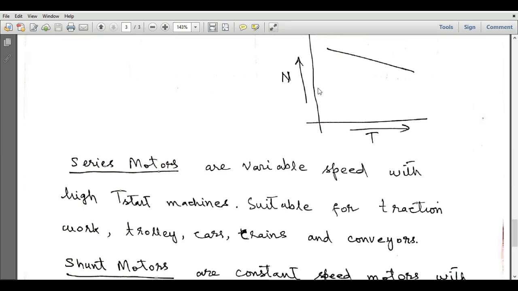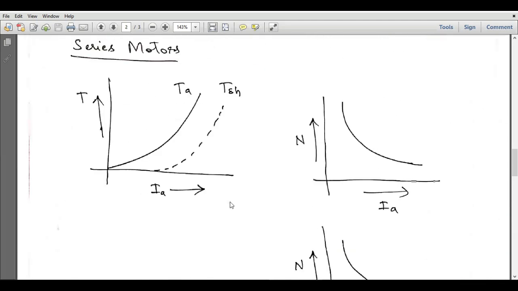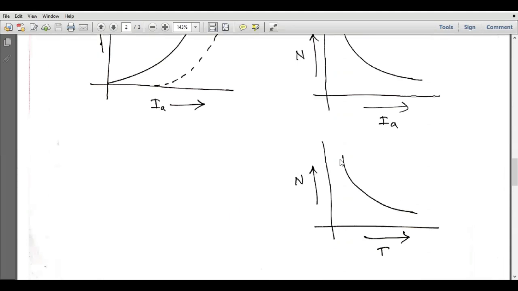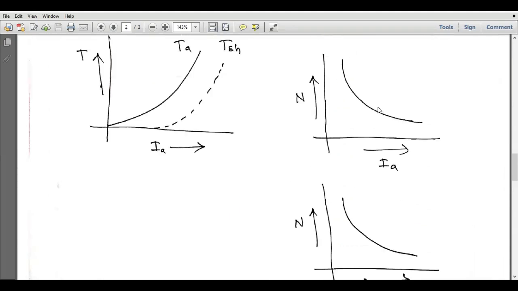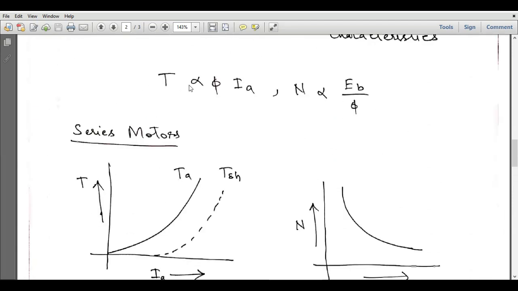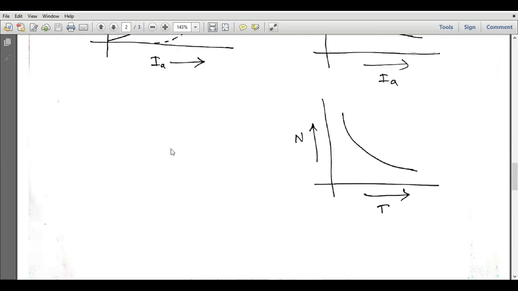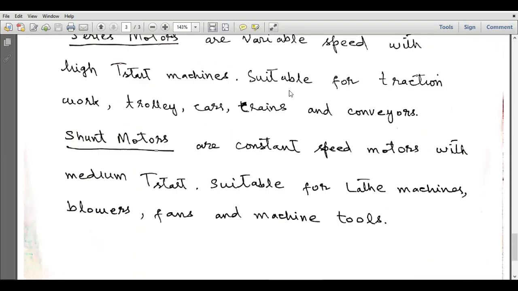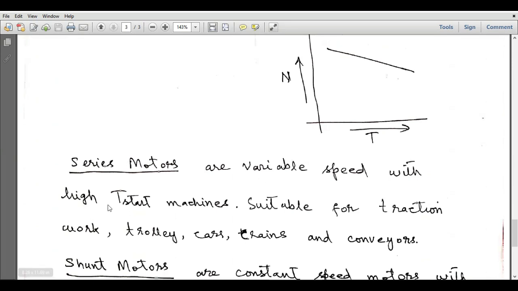So from these curves, we can observe that series motors are variable speed machines with high starting torque, right? Series motors are actually variable speed motors, so their speed is very much variable. But since in series motors, torque is proportional to Ia square, the starting torque of series motors is high compared to shunt motors. But they are variable speed motors, right?